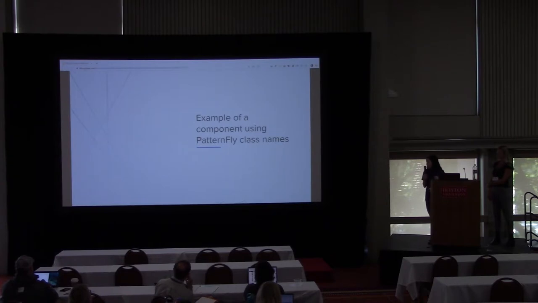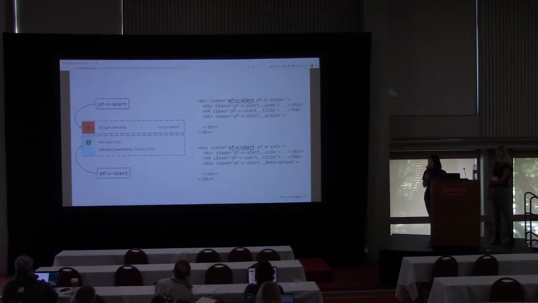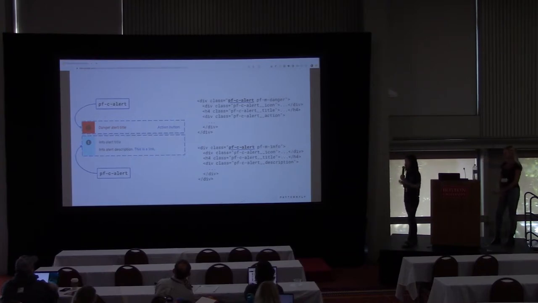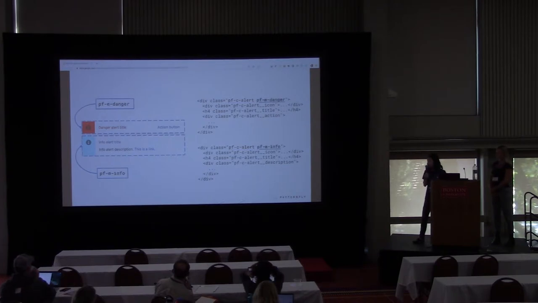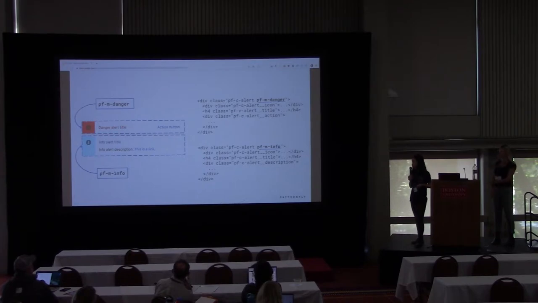So now I'm going to take you through an example of a component in PatternFly so you can see how these class names are being used in the HTML. The example on the left shows two examples of the alert component, and then the HTML on the right is the HTML for that example on the left. So you can see that the block class name is pf-c-alert. It's applied to the first HTML element for that component, and it's the entire component. And then the modifier class is also defined on that parent element for this component.